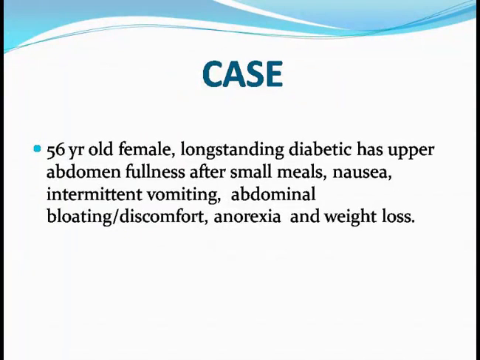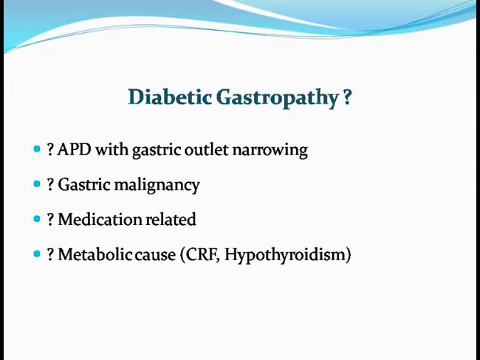Now, I'll start with one of the most common problems seen in diabetics, and start with a case. This is a 56-year-old female, a long-standing diabetic, with upper abdominal fullness after small meals, nausea, intermittent vomiting, abdominal bloating and discomfort, anorexia, and weight loss. And clearly, one would think that the patient has diabetic gastropathy.